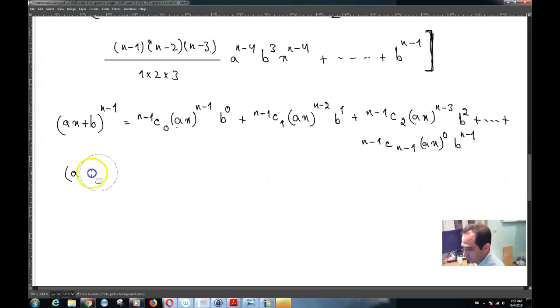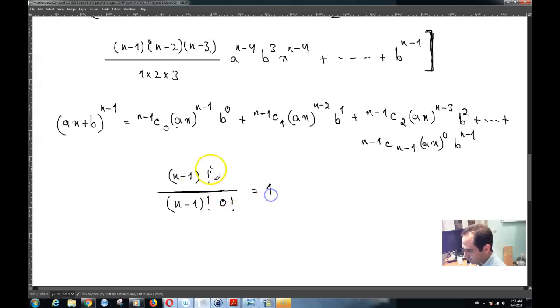So then this is equal to n minus 1 combination 0. N minus 1 combination 0 is the same thing as n minus 1 factorial over n minus 1 factorial times 0 factorial, which is equal to 1. These two will be cancelled out, and this is equal to 1.